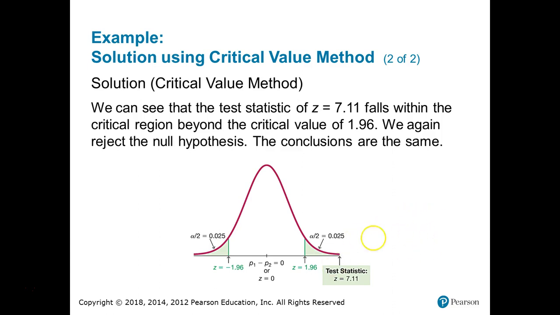The conclusions are the same. See, 7.11 is way, way, way out here, and our critical value starts right here. We are in the green area. We reject the null hypothesis.